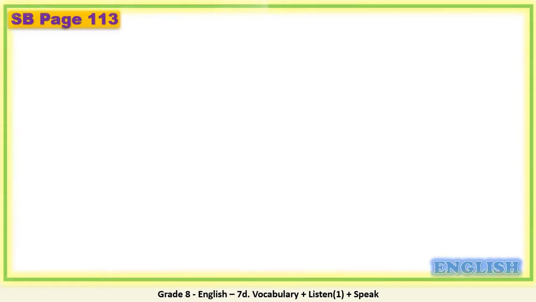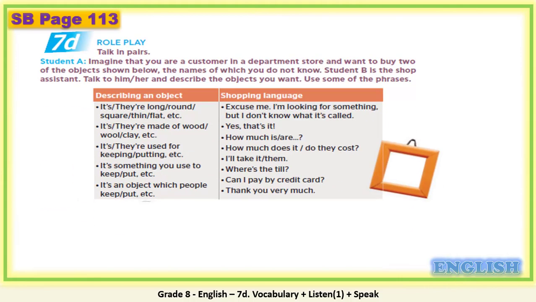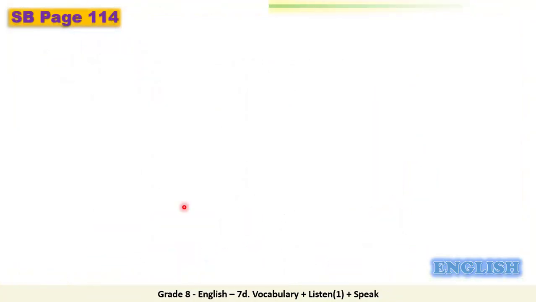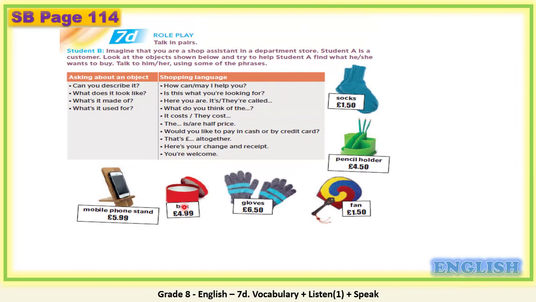Now please open your student book, page 113, and let's have a look at the table and read the sentences in it. Describing an object. And the second column, shopping language. You have to make use of the language here in the 2 columns to ask and answer questions. Now, page 114, the same. This is for student B.